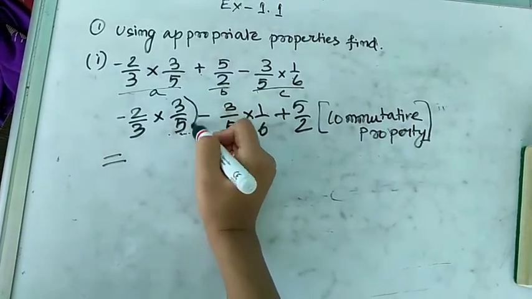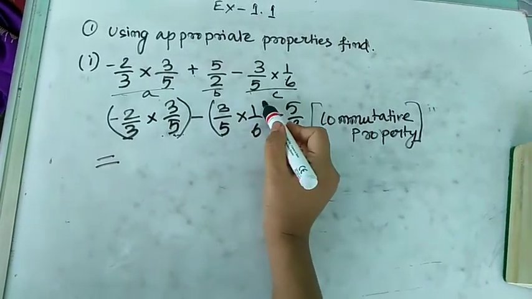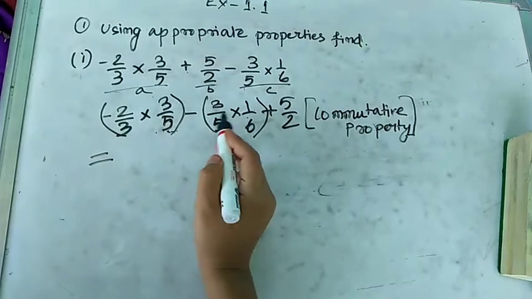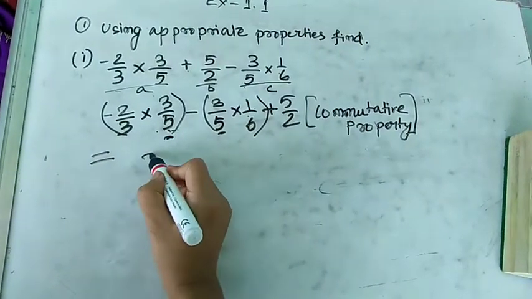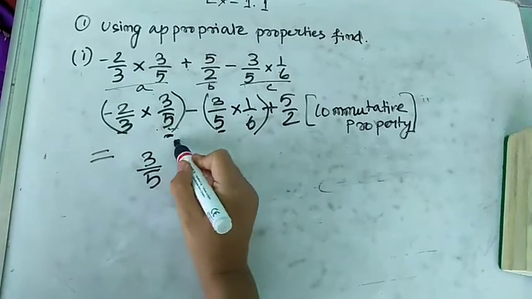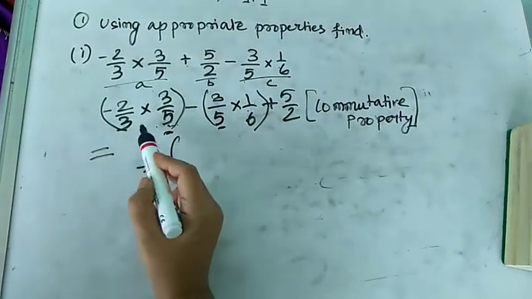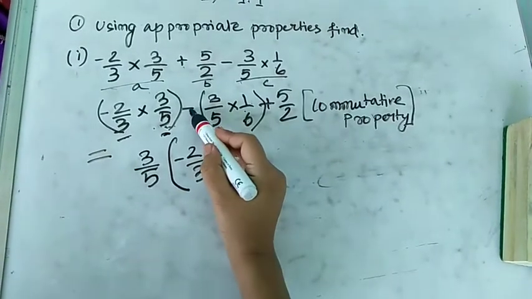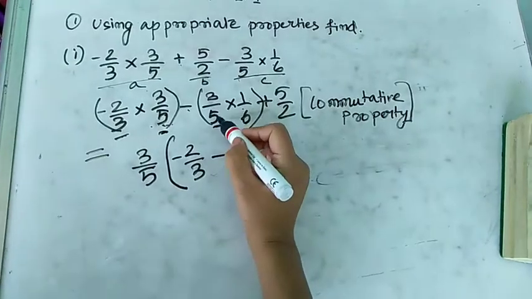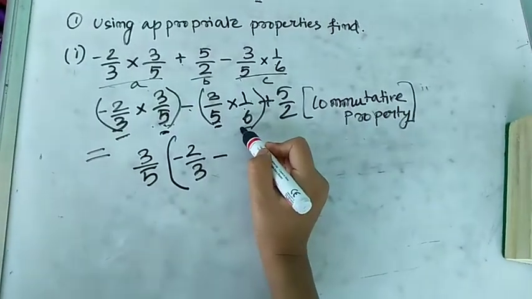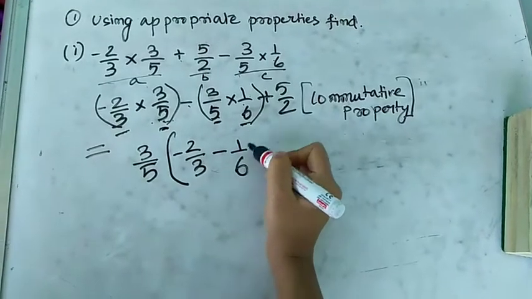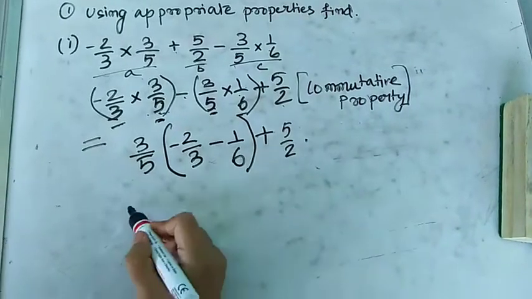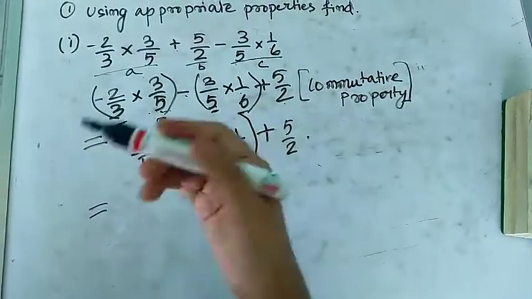Now we put this under a bracket, we put this under a bracket as well. Now here we have 3 by 5, here we have 3 by 5. So we take 3 by 5 as common. Now from the first number, if we take 3 by 5 common, what remains is minus 2 by 3. And then we have a minus, so we put a minus. From here we took out 3 by 5, so what remains is 1 by 6. And then plus 5 by 2. So that is equal to 3 by 5.